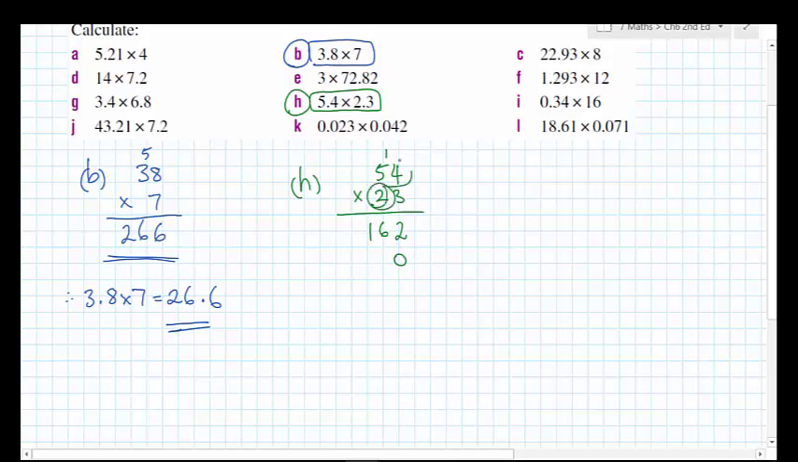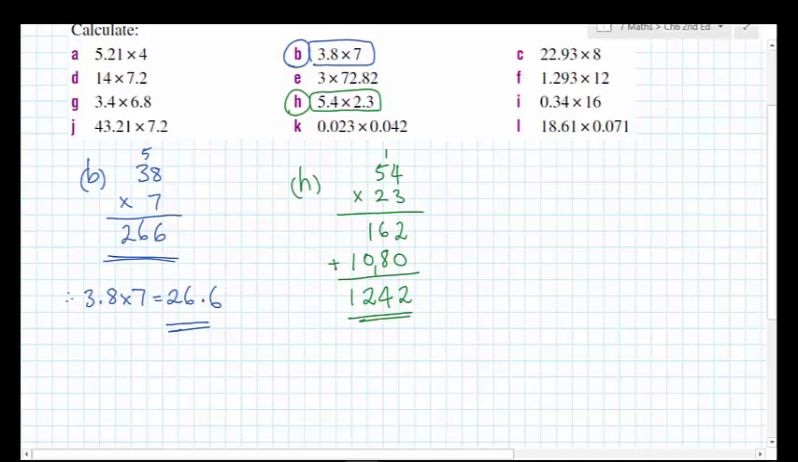So I have 2 by 4, which gives me 8, and then I have 2 by 5, which gives me 10. Then I add these two together, so I have 2 plus 0 is 2. I have 8 plus 6, which gives me 14, and I have 1 here, so I have 1 plus 0 plus 1 gives me 2. And then I have that 1 there. So that's my answer for 54 times 23, because I've added these together.